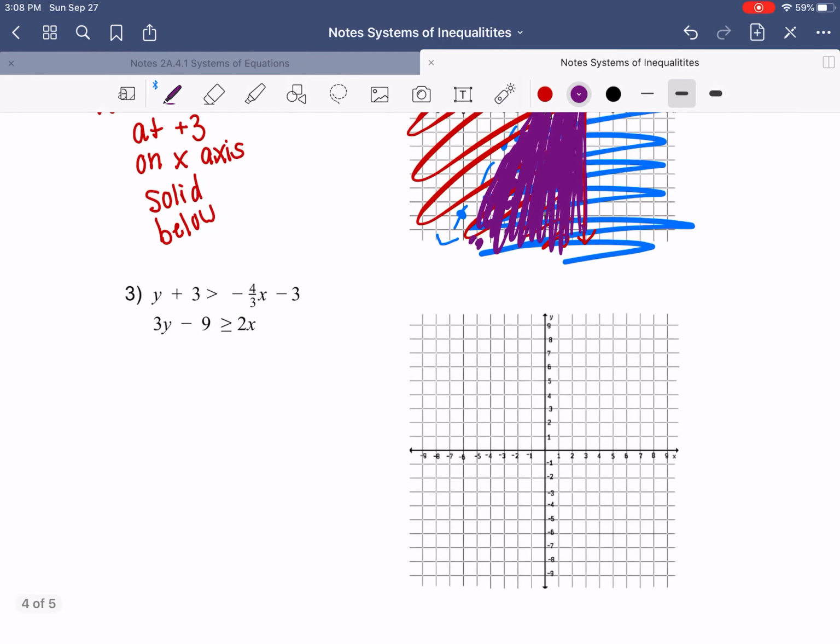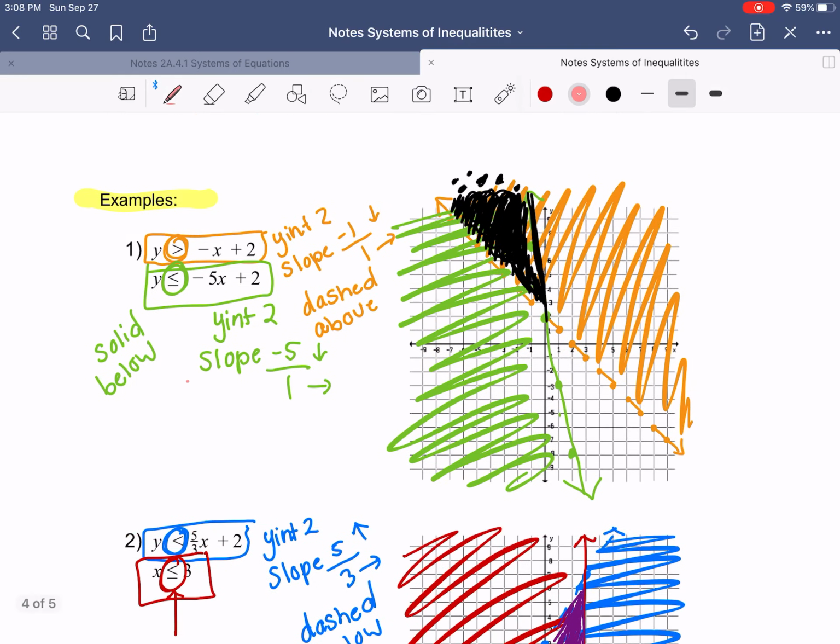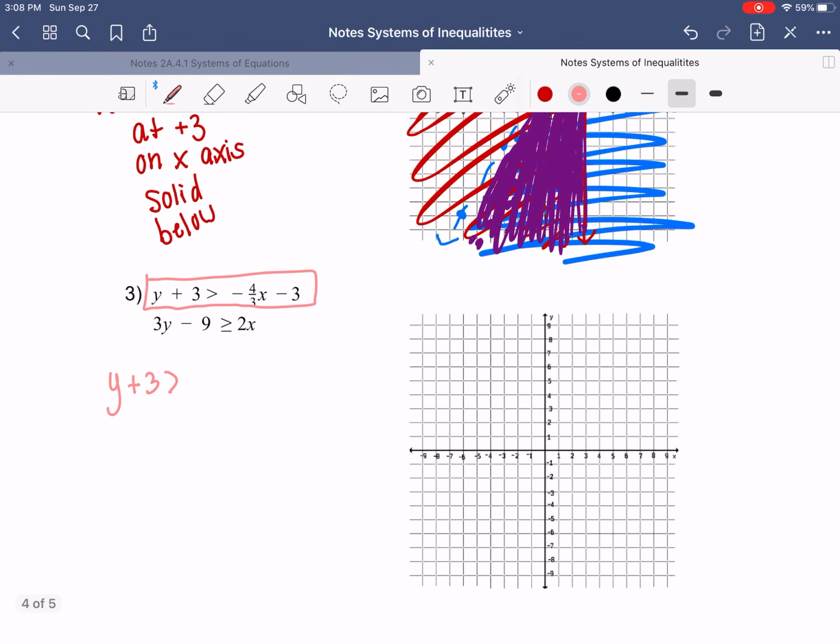Last example. So this last example, we have y + 3 is greater than -4/3 x - 3. So the problem with this one is that it is not in slope-intercept form. So before I can try to graph it, I first have to get it into slope-intercept form. That means you need y by itself. So I'm just going to add 3 to both sides. I get y is greater than -4/3 x, because they cancel.